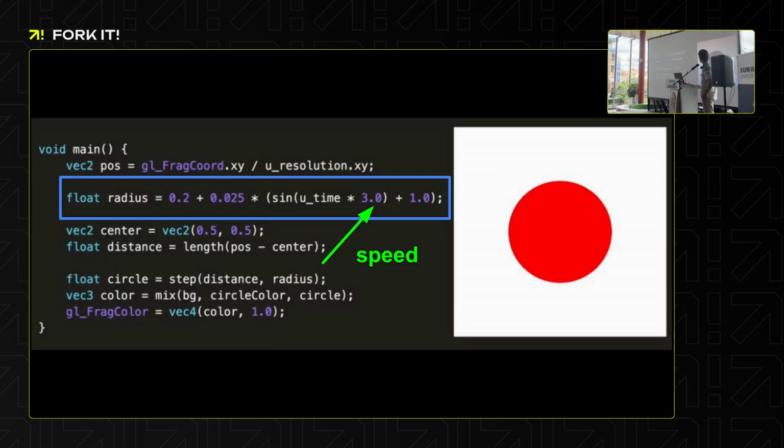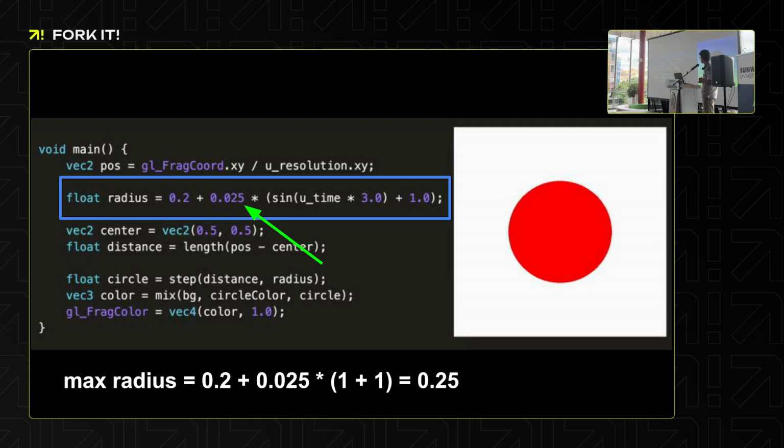So let's go back to the presentation. As you can see here, the result of this function is that small animation. And here we have the base value, the base radius, which is 0.2. So we are adding this animation to the base radius. You can define this value by calculating the maximum radius. If this value is 0.025, the maximum radius is 0.25. And why is that?